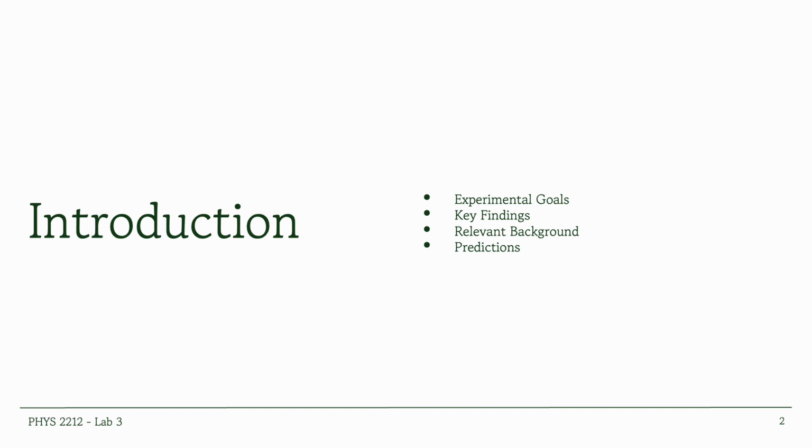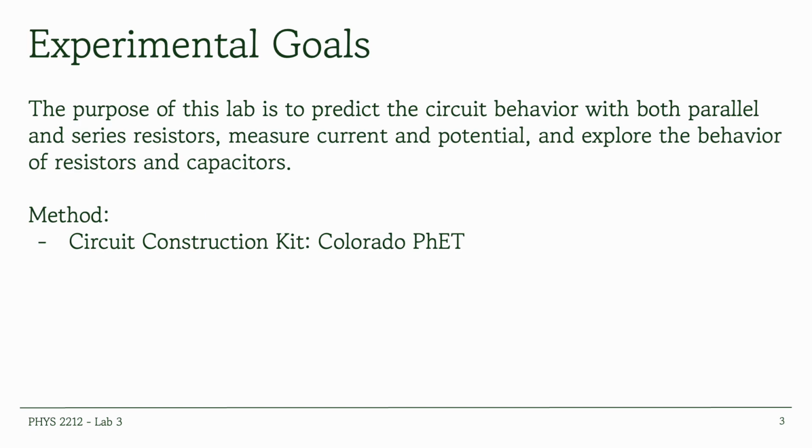So for an introduction, we'll go over experimental goals, key findings, relevant background, and some predictive calculations. The purpose of this lab is to predict the circuit behavior with both parallel and series resistors, measure both current and potential, and then explore the behavior of resistors and capacitors. This is going to be done using the circuit construction kit available by Colorado PHYS.